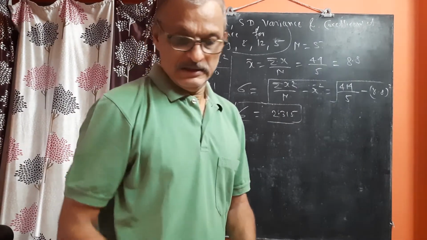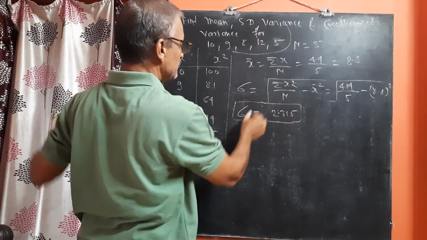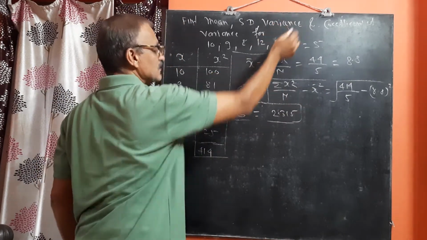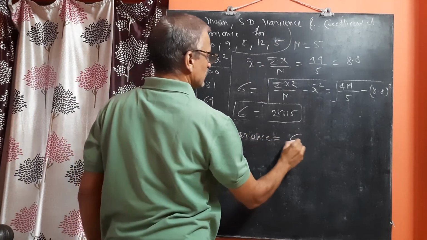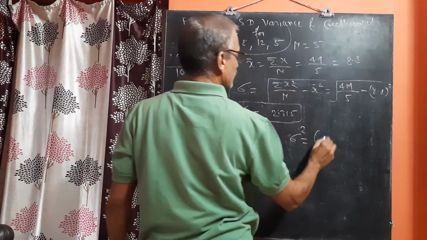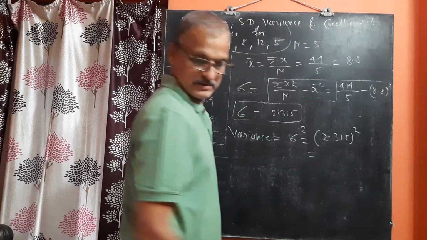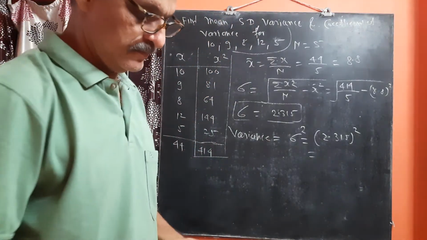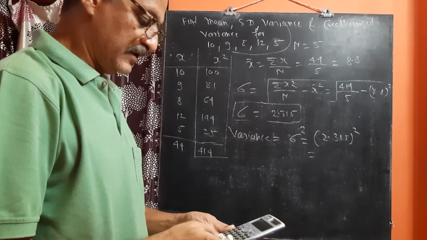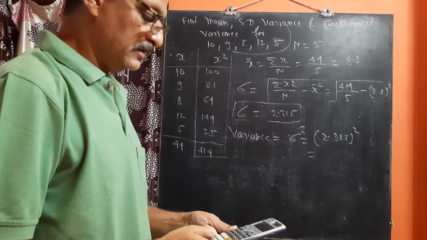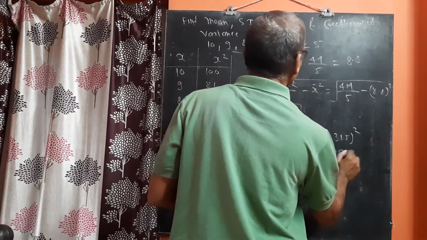Now we have to find mean. We have found mean. Then standard deviation, that we have got. Then comes the variance. So variance equals sigma square, and that is equal to 2.315 the square, which comes to 5.359.